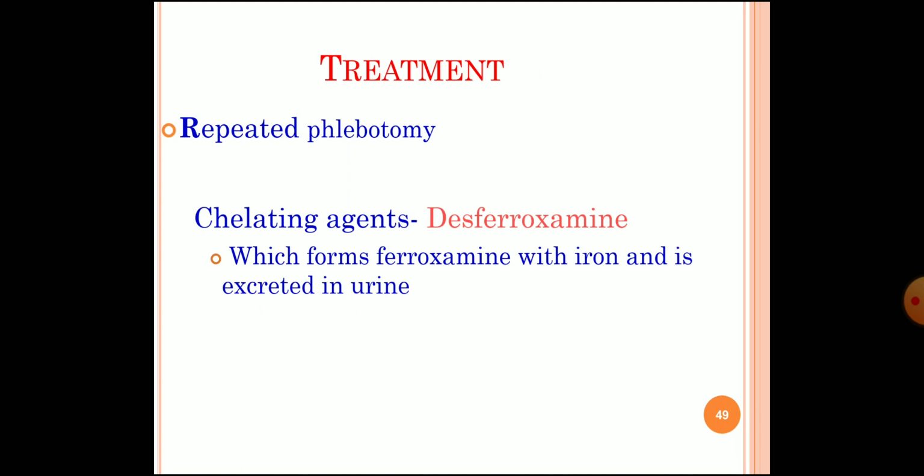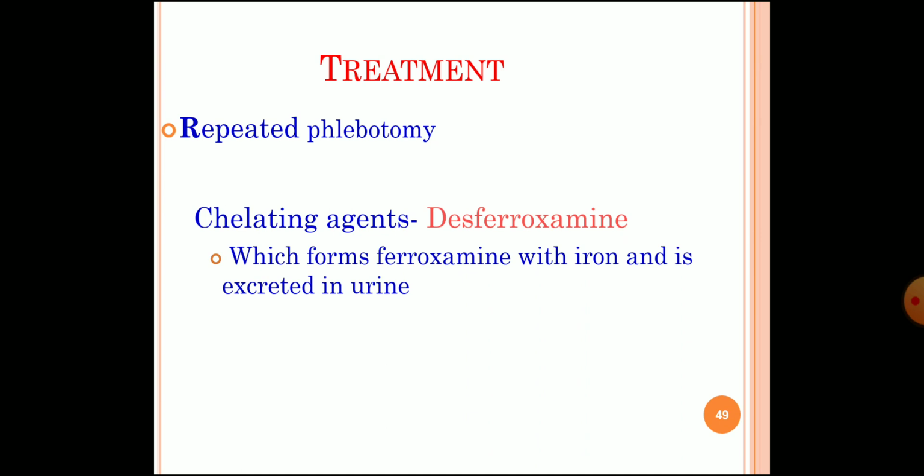What is the treatment for iron overload or iron toxicity? We have to do repeated phlebotomy. What is phlebotomy? It is cutting the vein and letting out the blood repeatedly. You can cut the vein at the lower leg and let out some blood, so that the overloaded iron is lost. That can be repeated several times till it is normal.